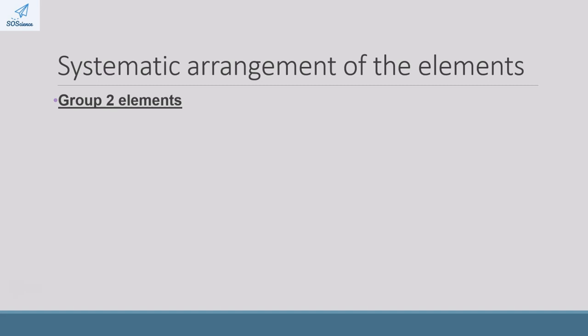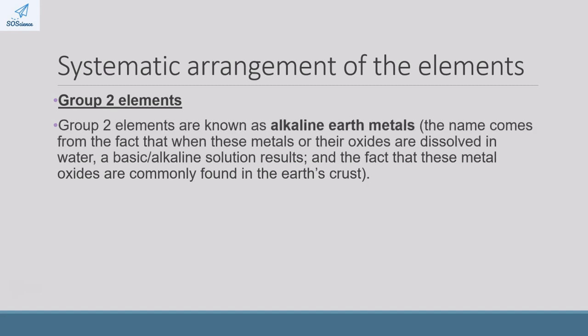Let's take a look at patterns in group 2. Group 2 elements are called alkaline earth metals. The name comes from the fact that when these metals or their oxides are dissolved in water, a basic solution results, and these metals are called earth metals because they are very commonly found in the crust of the earth, like calcium and magnesium especially.